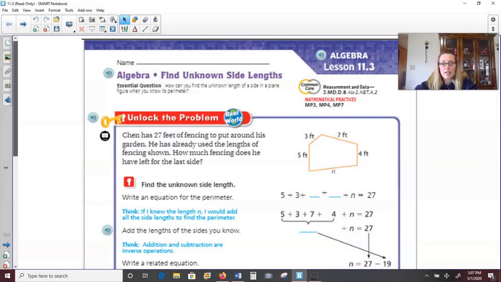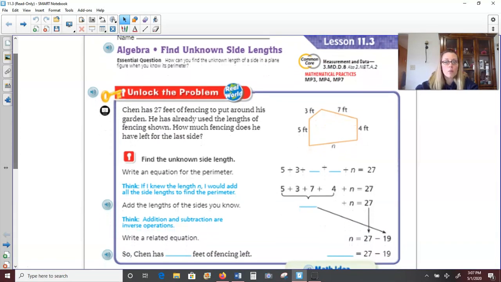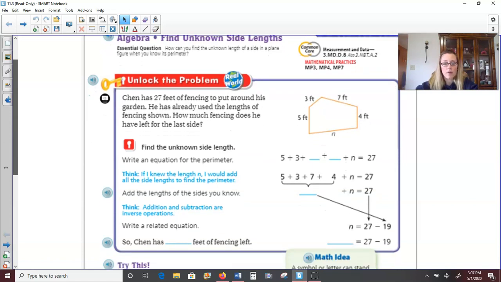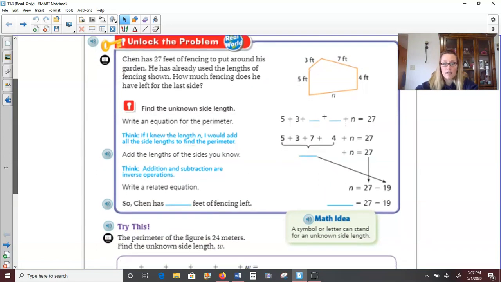So this is an algebra lesson because if you recall earlier in the year when we did algebra, algebra is all about finding an unknown. Something is missing in a problem and you are solving the unknown. And in algebra, they use letters to represent the unknown number that you are trying to find. And we'll see that here in our first problem about Chen. So let's unlock this problem together.